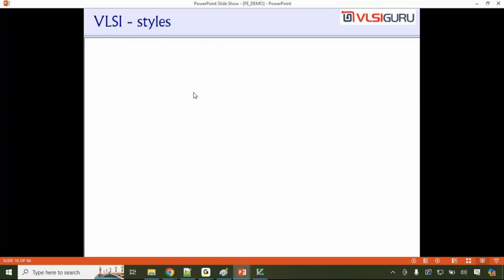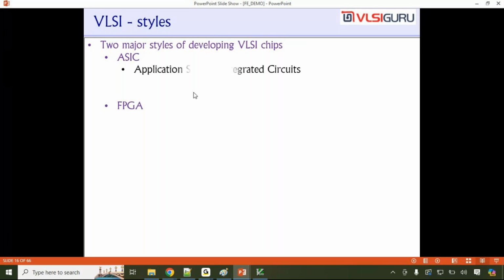Let's now understand VLSI styles, which means in how many ways VLSI chips can be developed. There are majorly two styles. One is called ASIC, which stands for application specific integrated circuit. The second one is the FPGA, which stands for Field Programmable Gate Array. So the ASIC is this one.